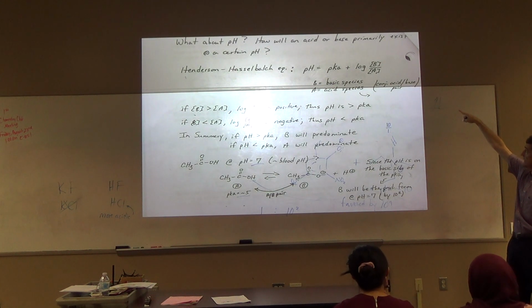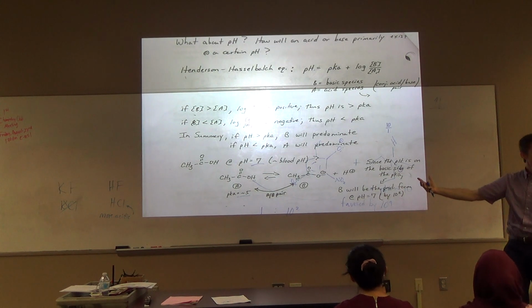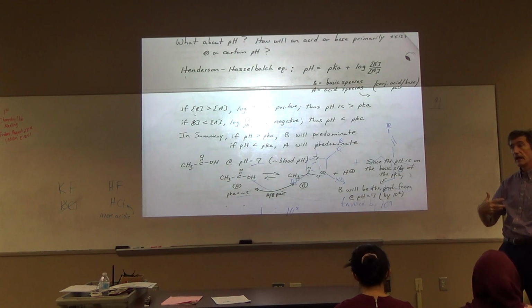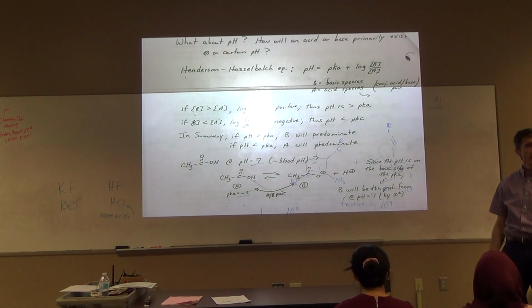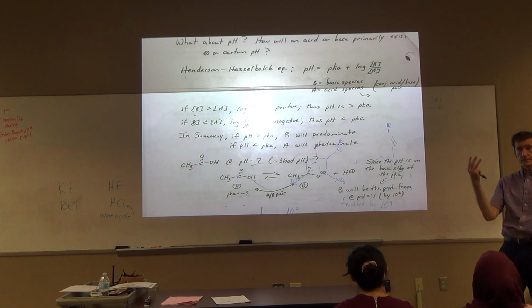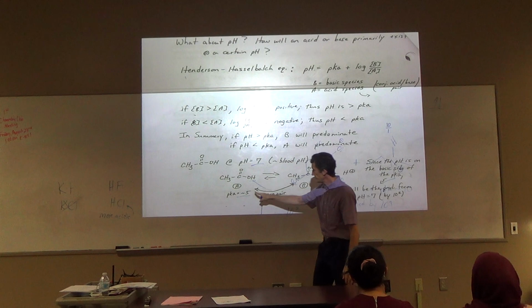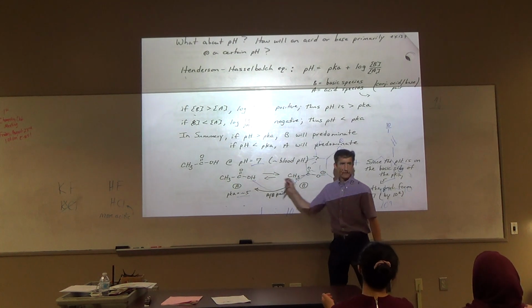That would be like 10 over 10, which is 1. What's log of 1? 0. If that is 0, pH equals pKa. To turn that around, if pH equals pKa, they're in equilibrium. It's a perfect equilibrium, 50-50. If the pH was 5, this would be 1 to 1.